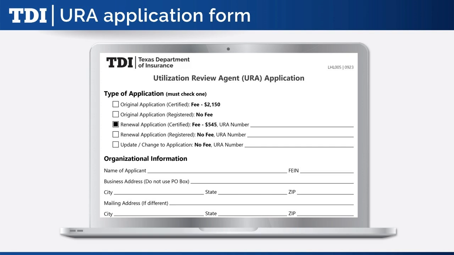The same form number LHL005 is used for each type of application, but you must designate which type of application you are submitting at the top of the form. In the example shown here, you can see that the renewal box for a certified URA is checked. Note that there are distinct options for certified and registered URAs. For example, if you are a registered URA wishing to submit a renewal application, make sure you check the separate box designated for Renewal Application Registered.